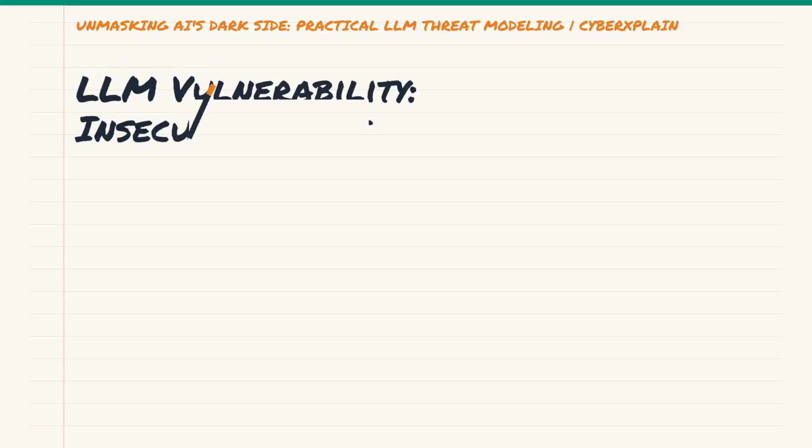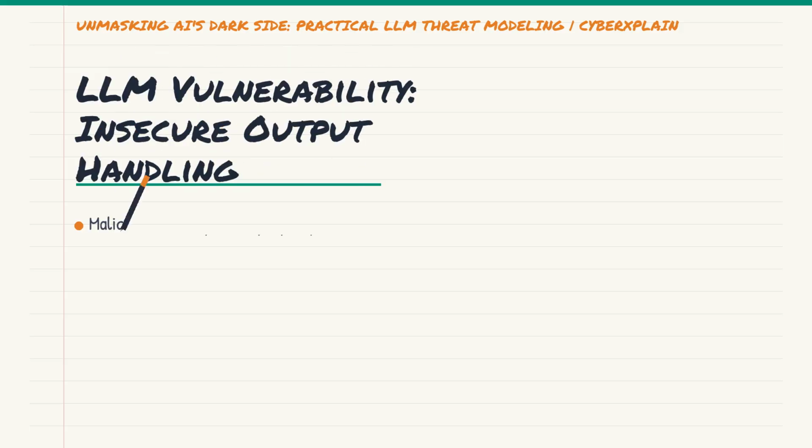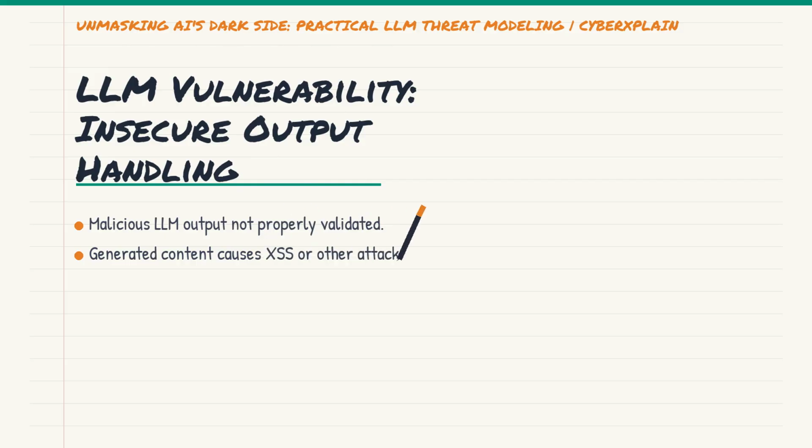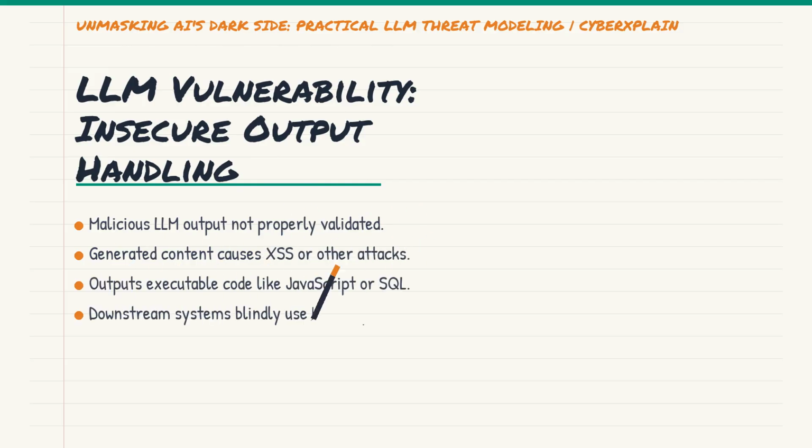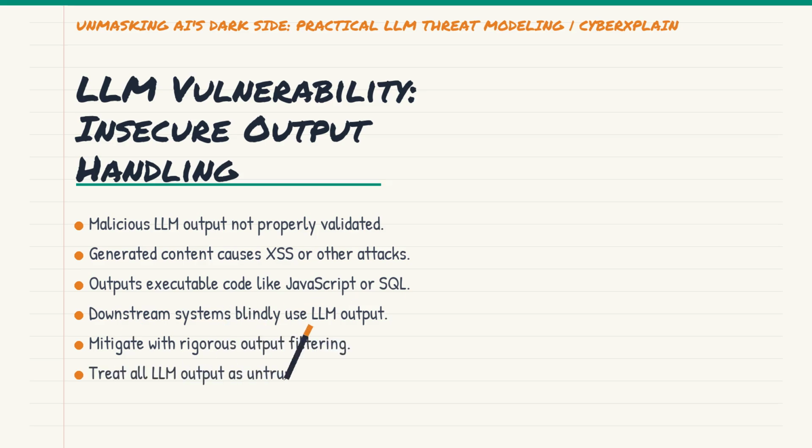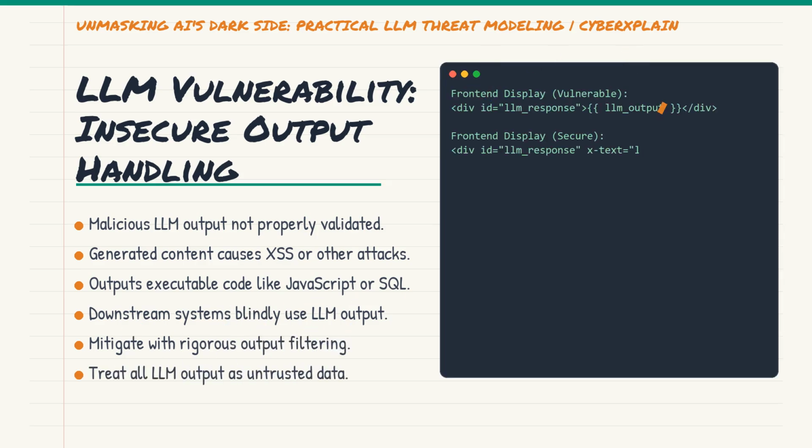Next up, insecure output handling. This happens when the LLM generates malicious or risky content that's not properly validated or sanitized before being displayed to users or used by other systems. Imagine an LLM that, through a prompt injection or simply a flawed generation, outputs JavaScript code that then executes in a user's browser, leading to XSS.